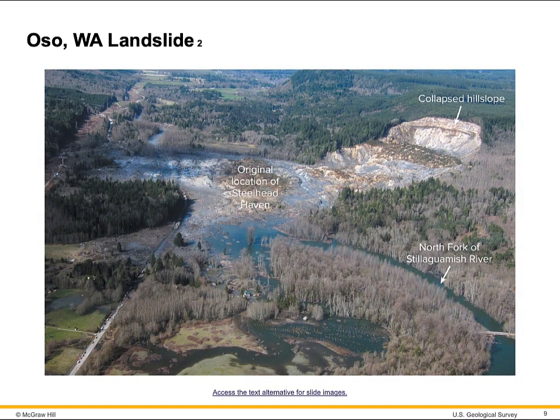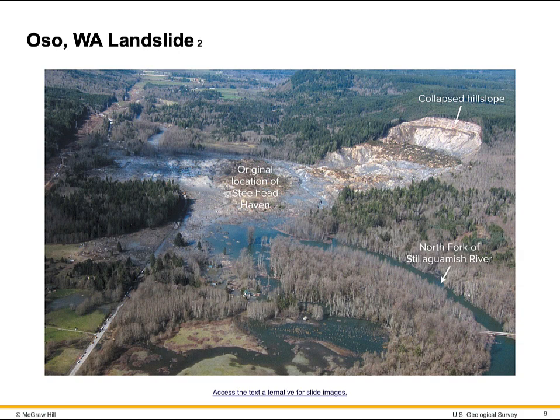In Oso, Washington, in early 2014, Snohomish County, Washington, received 127 centimeters, which is about 50 inches, of rain, double the typical amount. A community along the Stillaguamish River near Oso was destroyed when a hill slope on the opposite side of the river collapsed.